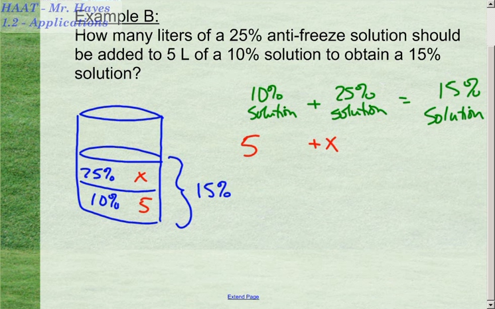Now the question is, how much 15% solution is there? Now notice these two things here.